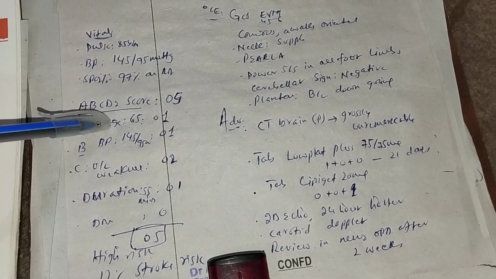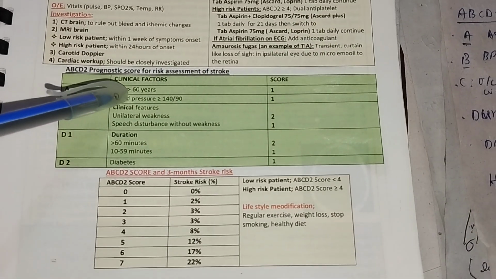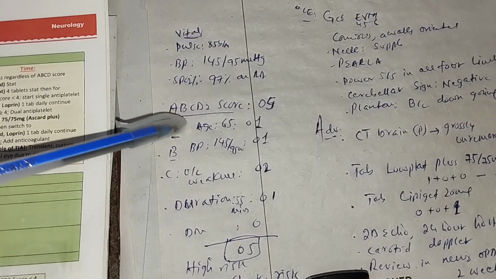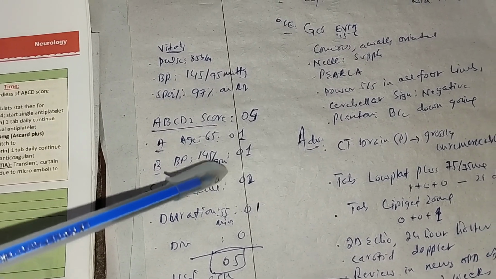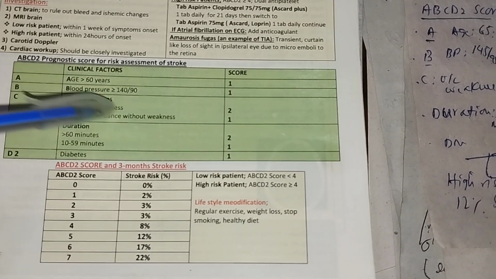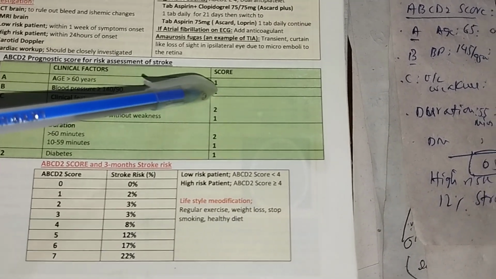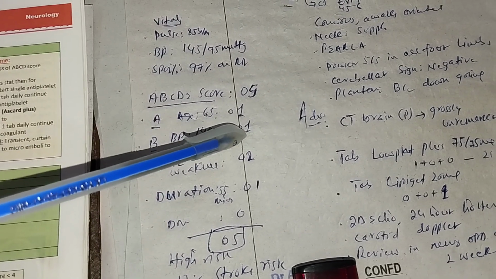The age of this patient is 65, and if the age is more than 60, the score will be 1. Here the age is 65, so the score is 1. Now the BP of this patient is 145/95 mmHg. As I already know, if the blood pressure is more than or equal to 140/90, the score will be 1. So I will give 1 score here.